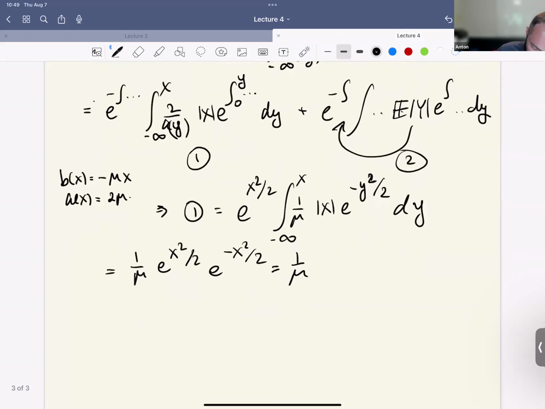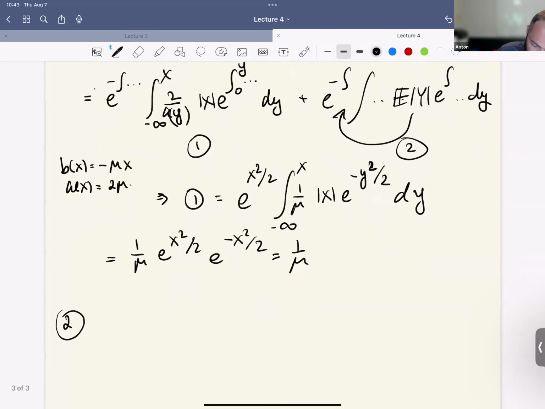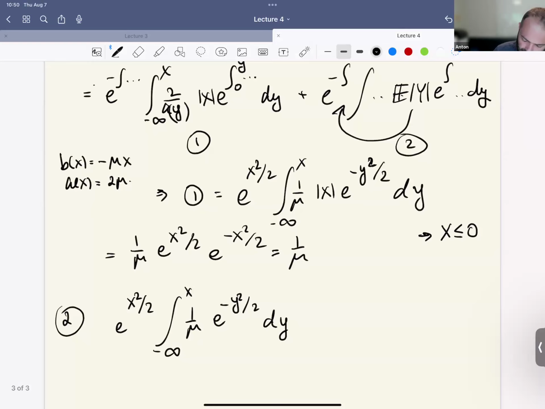Okay, next, term number 2 is a little bit harder. Term number 2 is basically e to the x squared over 2, integral from negative infinity to x, 1 over mu, e to the negative y squared over 2, dy. And by the way, this is for x less than or equal to 0. Okay, so we're just going to treat the x less than or equal to 0 part. And this is also x less than or equal to 0.